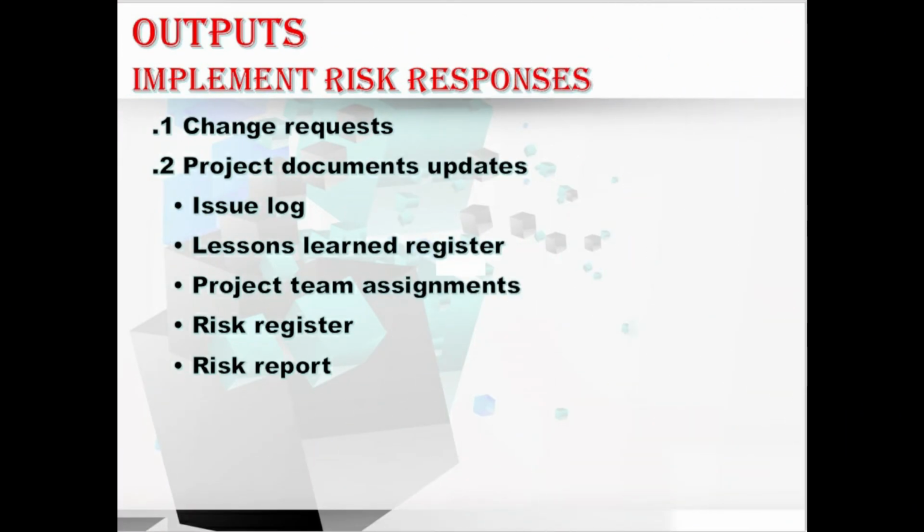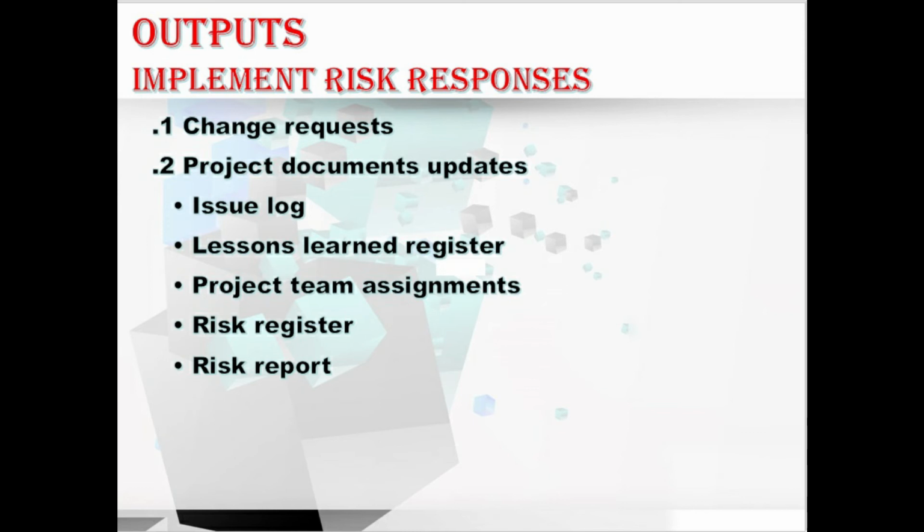In the outputs, first we have the change request. As I said in my previous sessions, any change in this process has to go through the PICC process, that is the perform integrated change control process. Okay, fine. Hope you understood about this change request. Moving to the next output, we have project document updates, which consist of the issue log, lessons learned register, project team assignments, risk register, and risk report. Let me explain one by one.